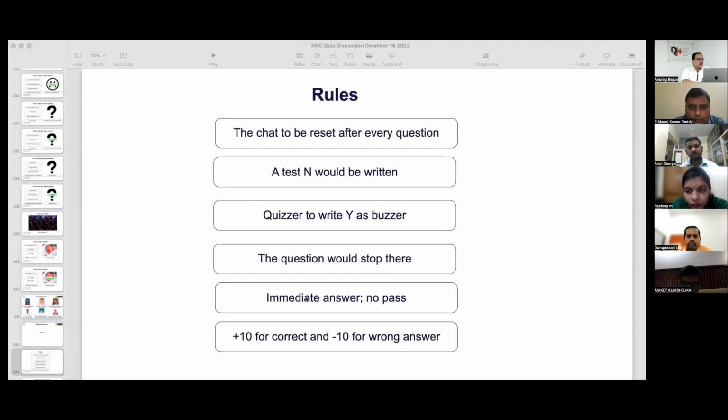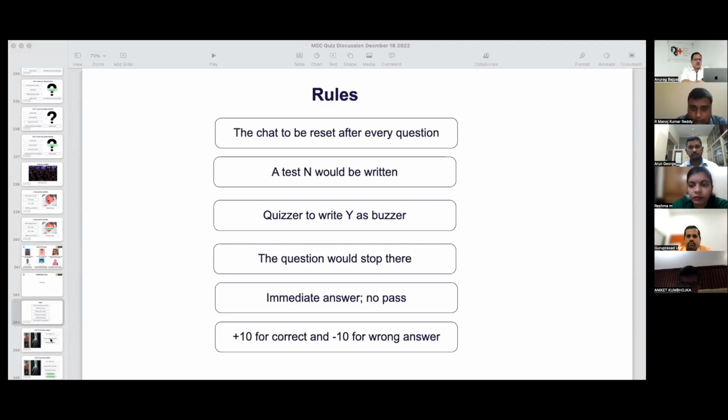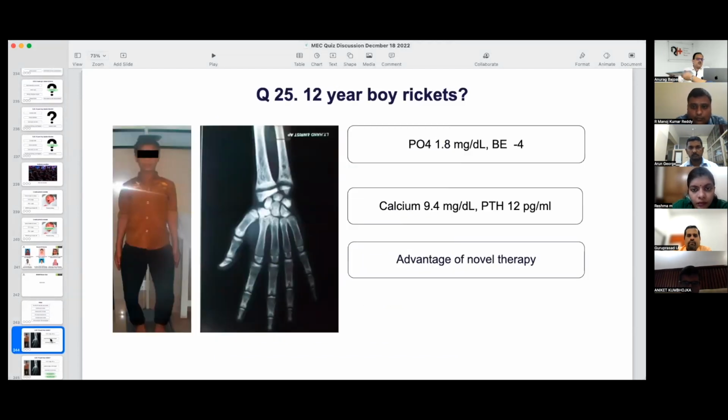So I'm resetting it now, and we have the first question coming on in this scenario. The first question is a 12-year-old boy with rickets, and this is a picture. You have low phosphorus, no metabolic acidosis. Dr. Somaya has already answered. What is the advantage of novel therapy? You have to tell me the advantage of the new therapy. First of all, what is the new therapy and what is its advantage?